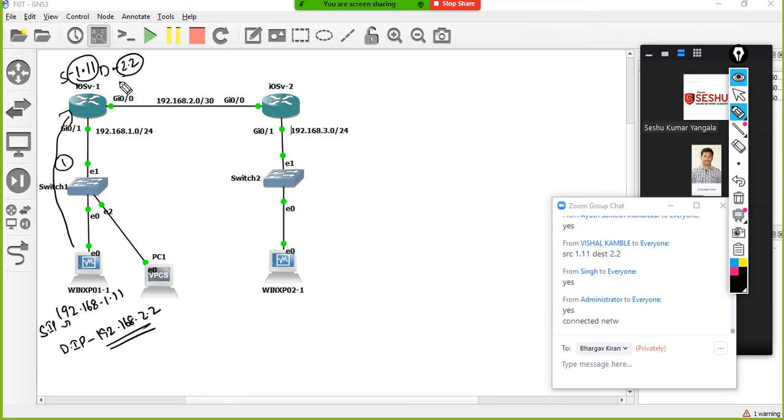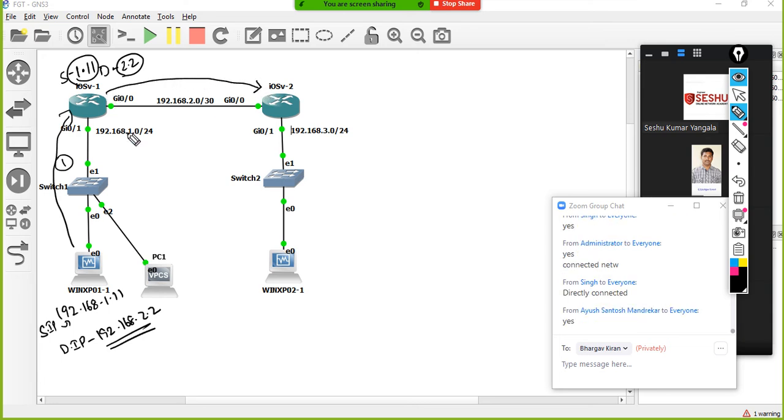It's a connected network. So what does it immediately do? It does the ARP. Indirectly it does the ARP and it will get the reply back. Right, guys? Do you understand, everybody? Then after that, what will happen? It will send it there. The information will go there.